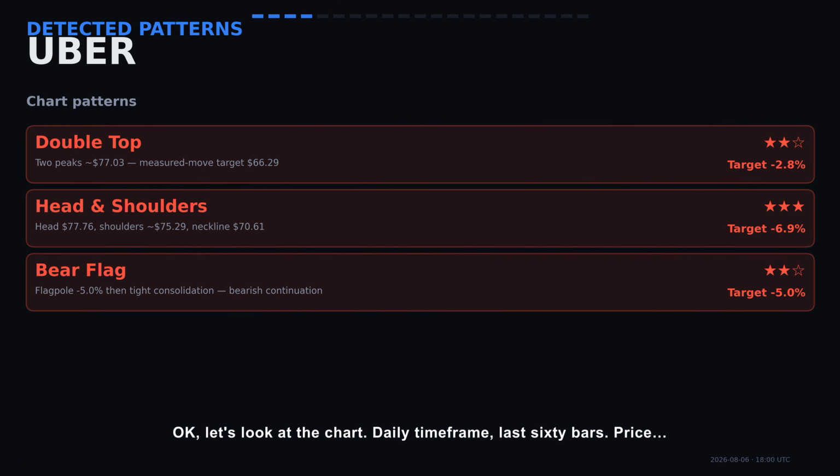Now this is the fun part. The pattern detector picked up 3 chart patterns on the daily: double top, head and shoulders, bear flag. I'm going to walk you through each one in the next slides and show you exactly where they formed on the price action. Pay attention to the labeled points. Those are the swings that confirm the pattern is real.